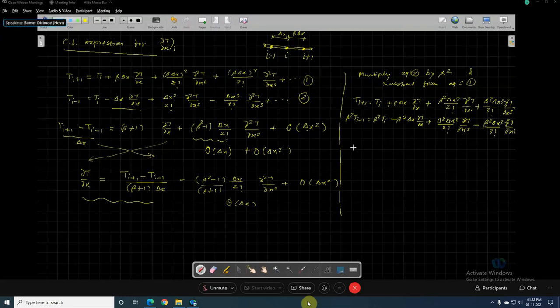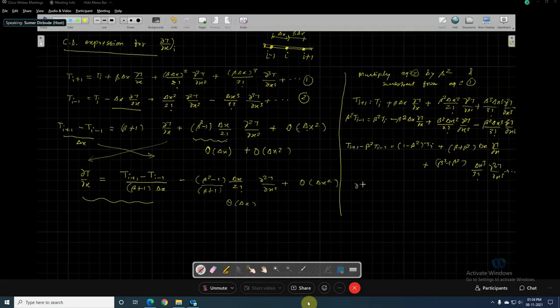Okay. Now if you subtract this, T_{i+1} minus beta square T_{i-1}, then this will be equal to (1 minus beta square) T_i plus beta square delta x del T del x, and this second term goes out, so we have beta cube plus beta square delta x cube by 3 factorial del 3 T del x3. So what do you see here?